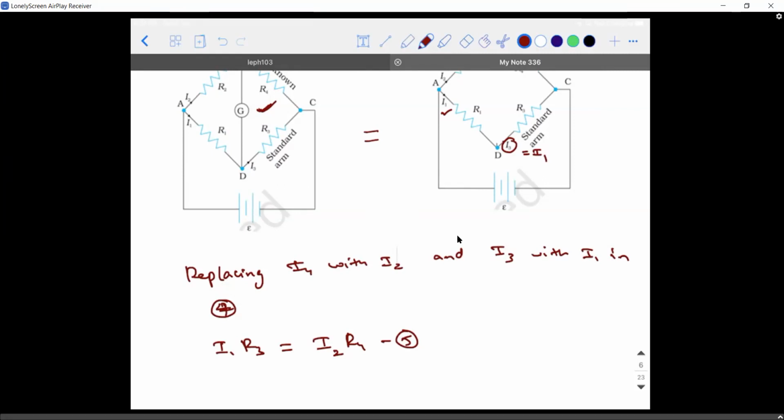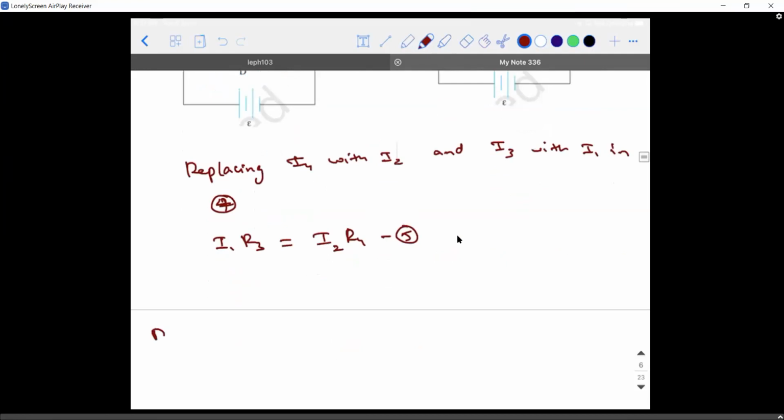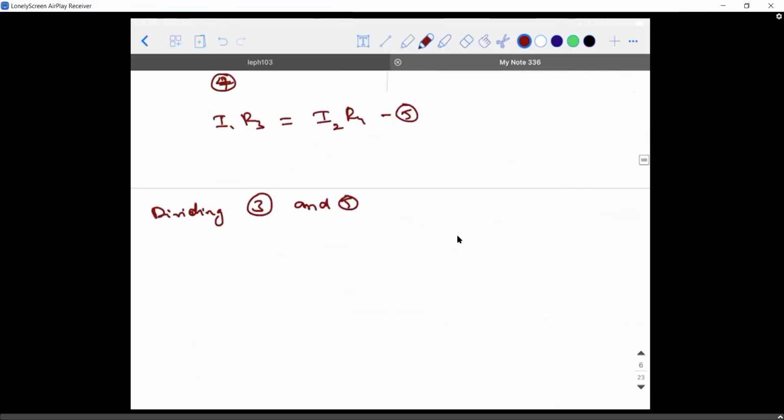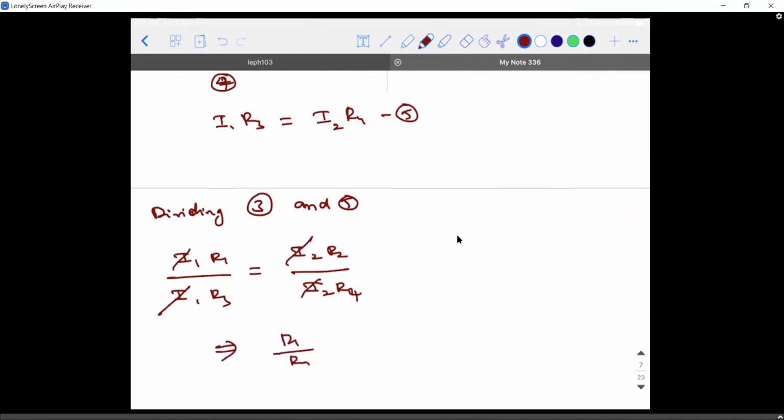Okay. Now, dividing 3 and 5, what do we get? Third equation is I1 R1 is equal to I2 R2, and I1 R3 is equal to I2 R4. If I equate both, I1 and I2 get cancelled. R1 divided by R3 is equal to R2 divided by R4.